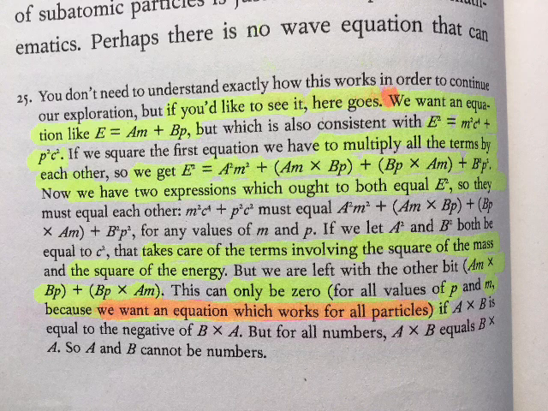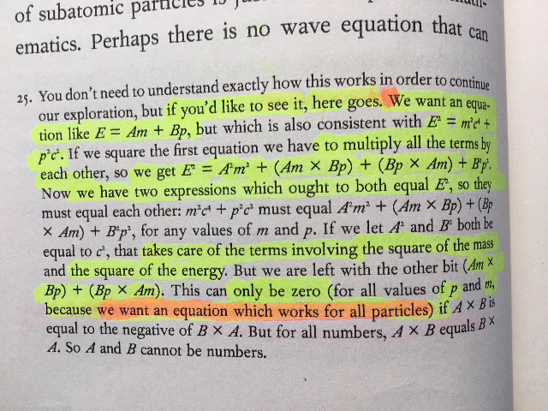If we let A squared and B squared both equal C squared, that takes care of the terms involving the square of the mass and the square of the energy. But we are left with the other bit, (AM times BP) plus (BP times AM).